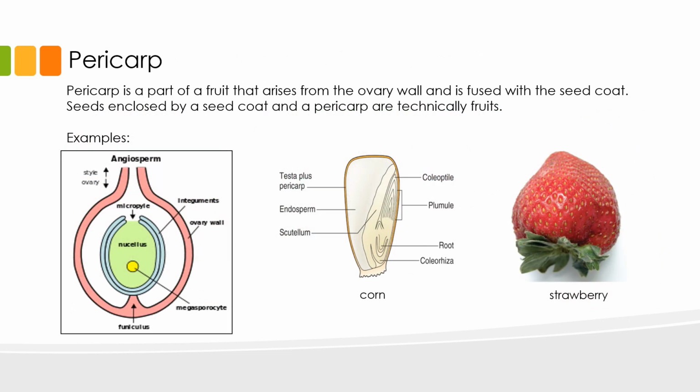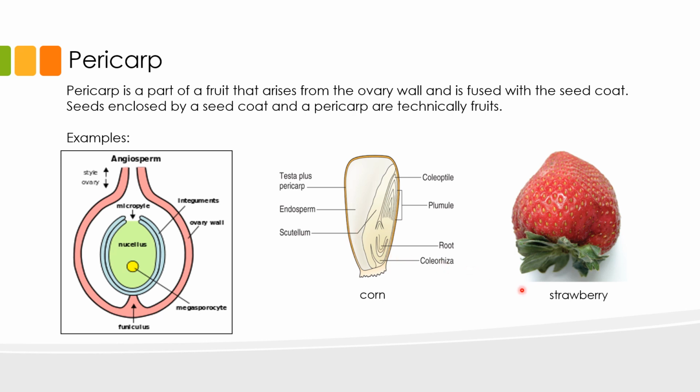Seed coats of many plant species are much more complex because they are fused to the pericarp. The pericarp arises from the ovary wall, which is the structure that you see here. Seeds that are enclosed by a testa and a pericarp are technically fruits. Examples of fruits in which a fused testa and a pericarp surround a single embryo are the caryopses of grasses like your corn. The yellow outline that you see here and that we mistake for a seed coat is actually seed coat fused with the ovary wall. Technically, that makes each corn kernel a fruit.